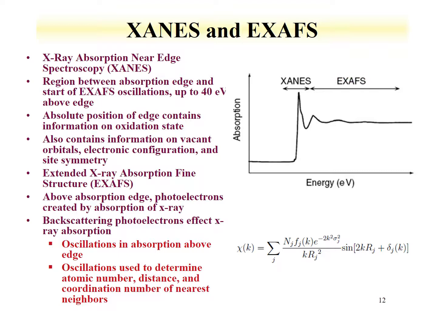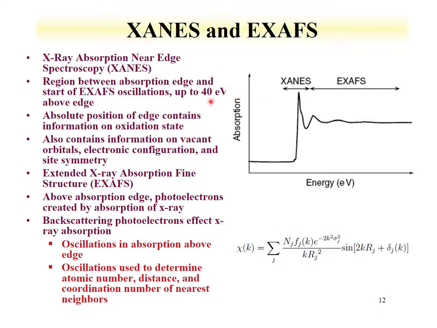The XANES area is the X-ray absorption near edge spectroscopy. It starts at the absorption edge to about 40 eV above the edge. And the absolute position of this absorption edge tells you something about the oxidation state of the compound. So for instance, if we're looking at uranium compounds, where this edge is located tells us something about the oxidation state of the uranium. We can also get information about, if there's a pre-edge, the symmetry of the molecule, and something about electron configuration.